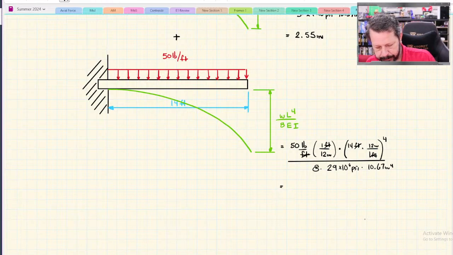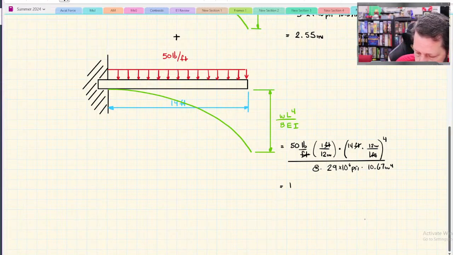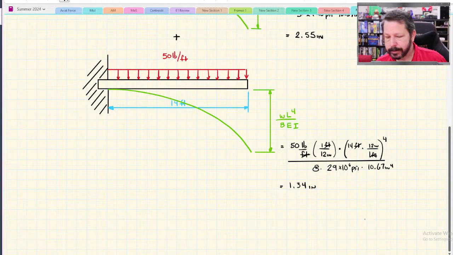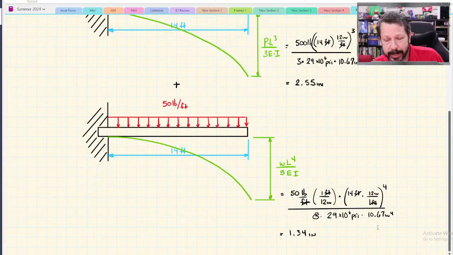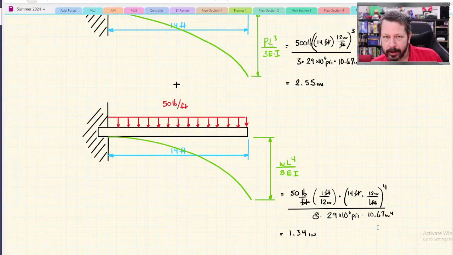Okay, let's see. 14 times 12 raised to the 4th power times 50 divided by 12, all of that divided by our denominator, I get a reasonable number, 1.34 inches. So these two together do kind of make me think that we're on the right track. They're large-ish numbers, several inches, but this is a really long, skinny beam, so it probably would deflect some, maybe even under its own weight.